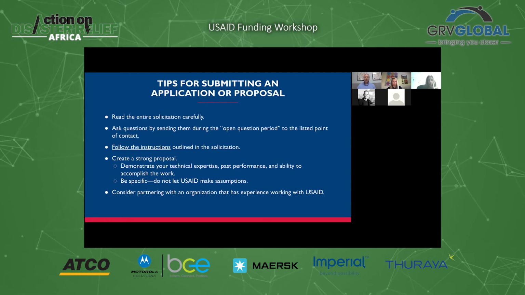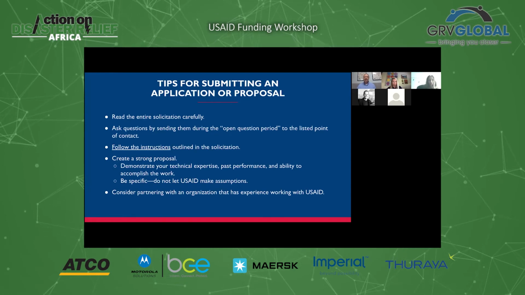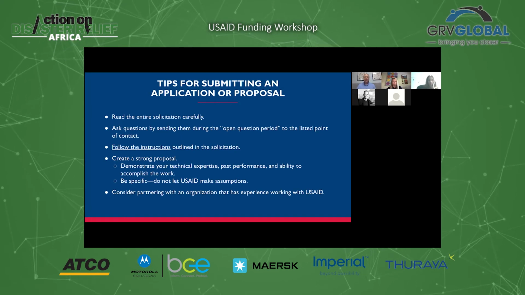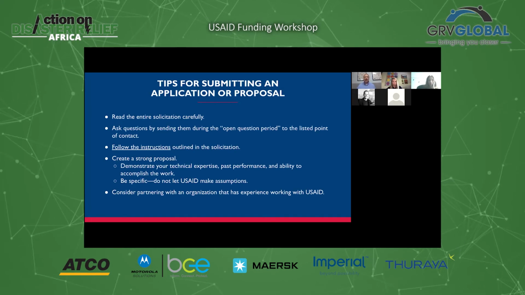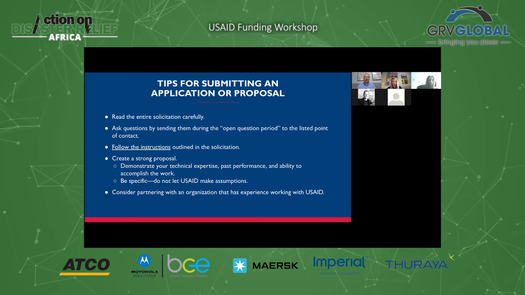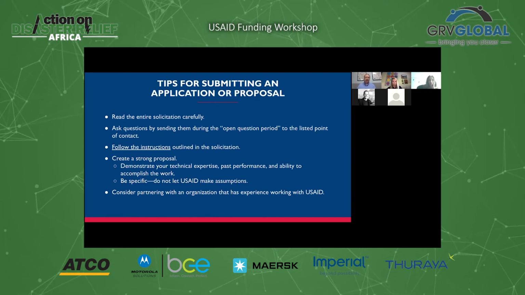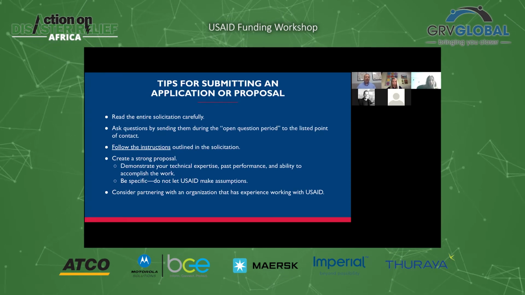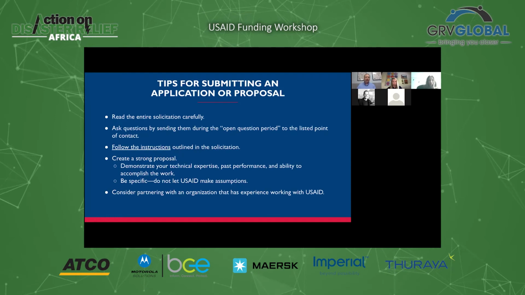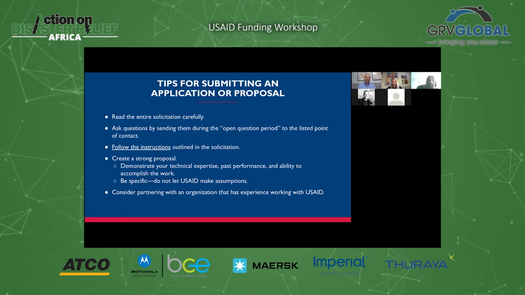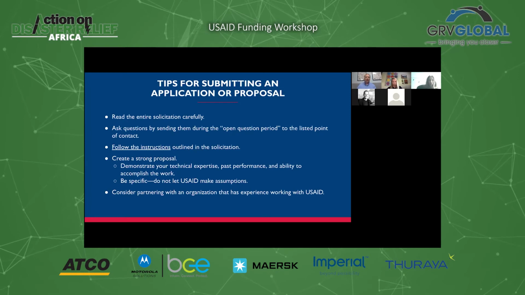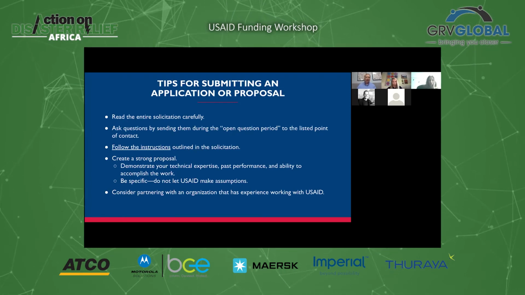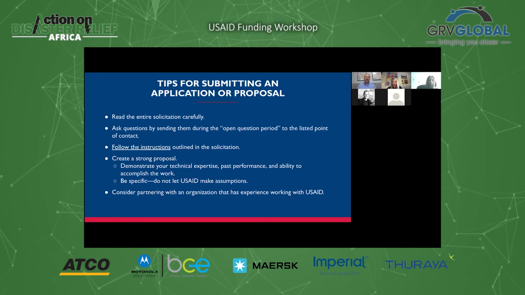First and foremost, read the entire solicitation carefully. Solicitations can be somewhere around 40 to 50 pages long. But in that solicitation is all of the information you need to know for what you need to submit to USAID, how your proposal or application is going to be evaluated, what the process is going to look like, and what the goals and objectives are that the agency is trying to achieve. It's so important to read the entire solicitation carefully. Everything you need to know is available in that document when you're applying for funding.